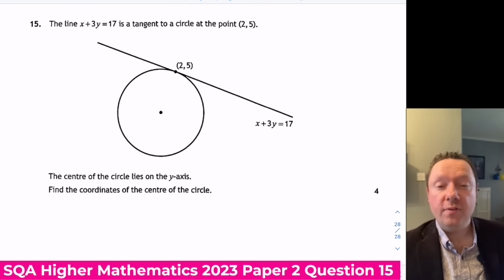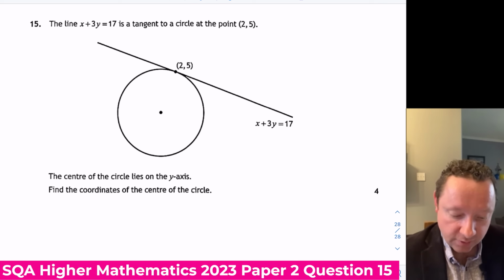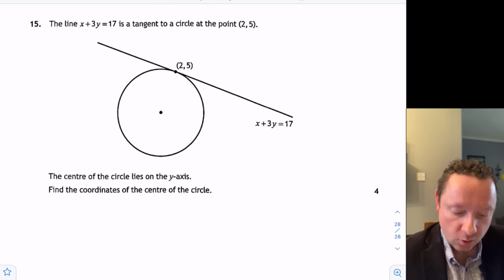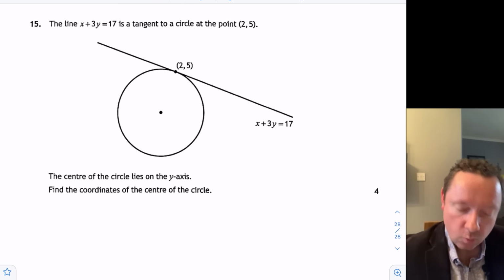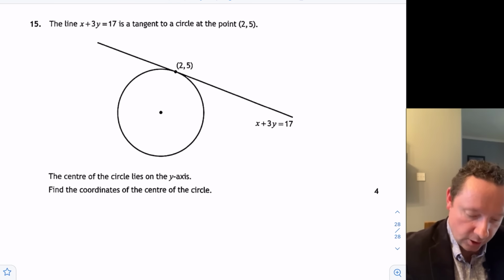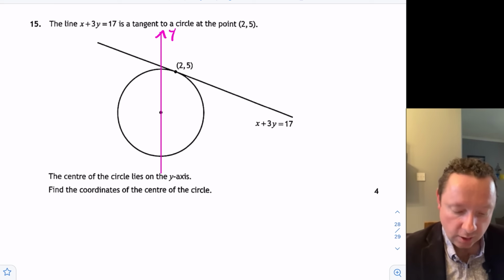So you have Maths 2023, paper 2, question 15, the last one. The line x plus 3y equals 17 is a tangent to a circle at the point (2, 5). It also says the centre of the circle lies on the y-axis. So if we imagine this is the y-axis here, somewhere the centre is on that y-axis. Now it asks us to find the coordinates of the centre of the circle. Actually quite a tricky one, but let's start dealing with it.